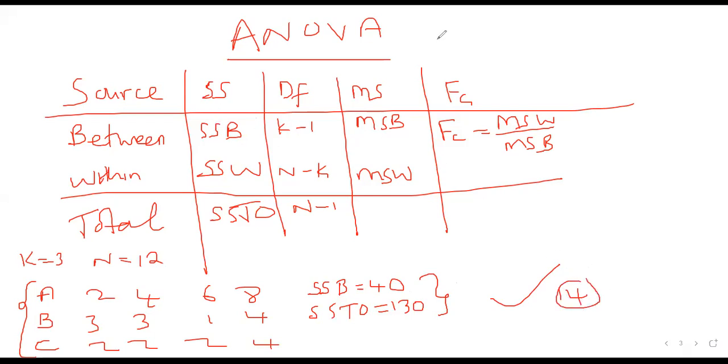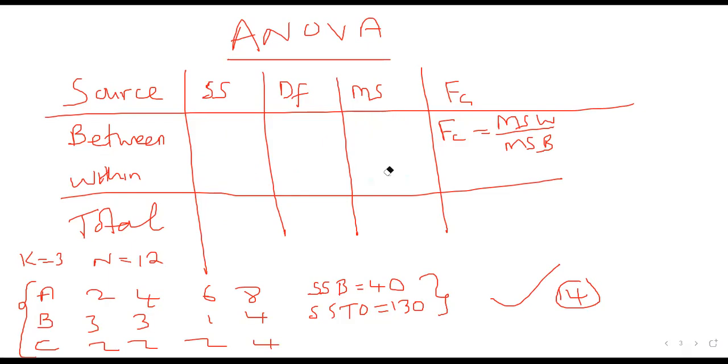So the sum of square between we've been given. Let's substitute the answers in here. Let's start with what has been given. The sum of square between is 40, and the sum of square within hasn't been given, but the sum of square total is 130. To find the sum of square within, it is simply the difference. So what's the difference there? 130 minus 40, what do we get?